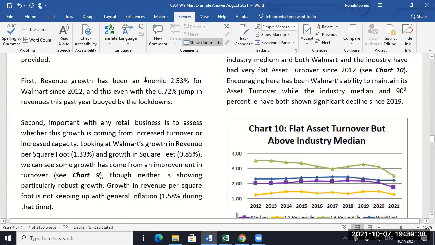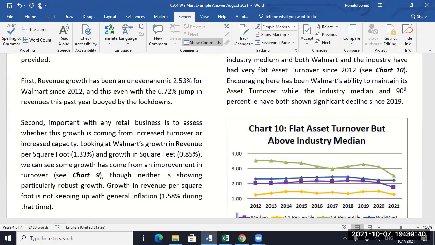What I don't like is uneven, because I don't really know what that means, uneven, without a picture. So if you want to say volatile, but uneven is a little unusual. I've seen the word acceptable. I'm not real sure what that means. Acceptable to whom? So, think about what word you're using. Just don't use the word anemic.